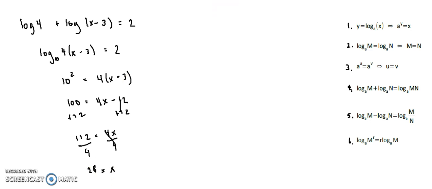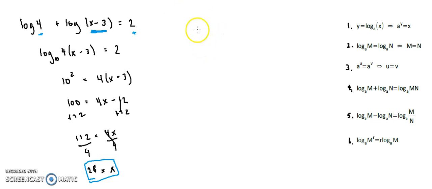Remember, you have to check that answer. Always check. So you come up here, this logarithm's always going to be okay. When we plug 28 in here, 28 minus 3 is 25. That's definitely positive, and there's no logarithm on that side. So we can go ahead and keep 28 equals x. All right, so we've done one of each of the logarithms. Let's go ahead and work on some exponential functions now.